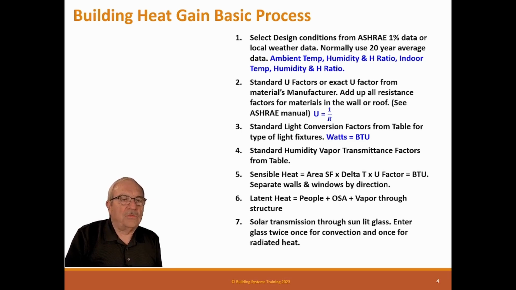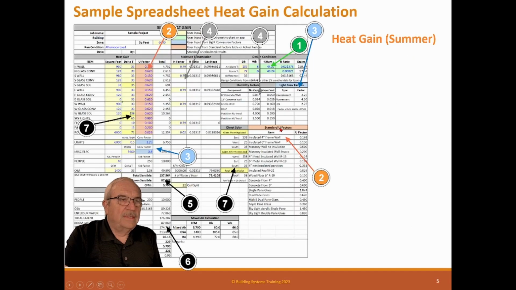You enter glass twice, once for convection and once for radiated heat. So basically, sun on the glass causes lots of issues. You can use sunscreens to dim this down a little bit. But these are all the things that we figure when we're trying to figure out what a heat load actually is.